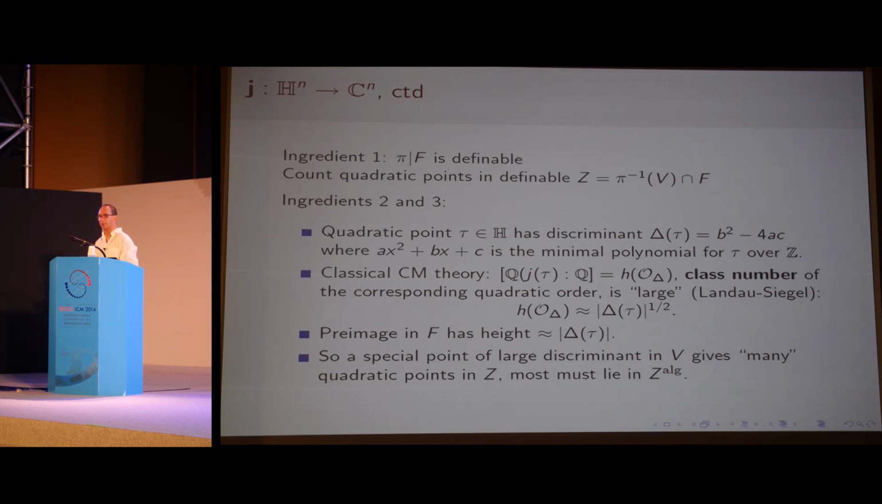The complexity of a special point in C can be measured by its discriminant. By complex multiplication, a special point of discriminant delta has degree equal to the class number of the corresponding quadratic order. By a result of Siegel, the size of the class number is almost the square root of the size of the discriminant, with an ineffective constant coming from possible counterexamples to the generalized Riemann hypothesis. And the corresponding point tau, however, in the fundamental domain, in the product of the upper half plane, has height simply about the size of the discriminant. And this means again that if our variety V contains one special point of large discriminant, then the definable set Z contains too many quadratic points, and they must lie in its algebraic part.